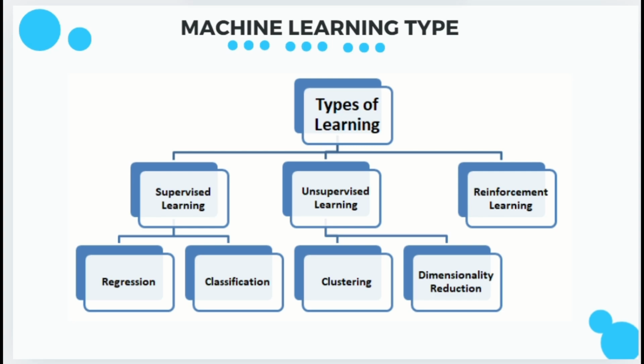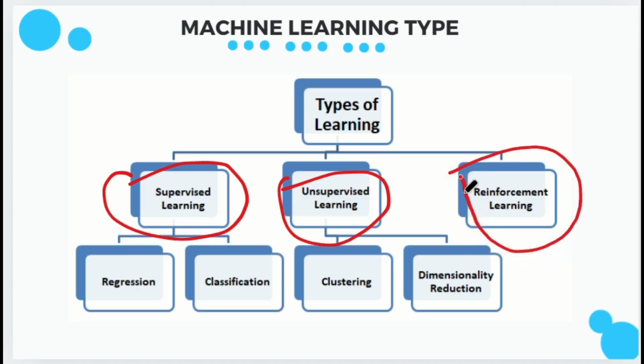Today we'll learn about types of machine learning, mainly supervised learning. Here we can see there are three types of machine learning. First of all, supervised learning, unsupervised learning, and reinforcement learning. Besides these, there is another type of machine learning, which is self-supervised learning. Today, I will only discuss supervised learning, and next, I will make dedicated videos on unsupervised learning and reinforcement learning.